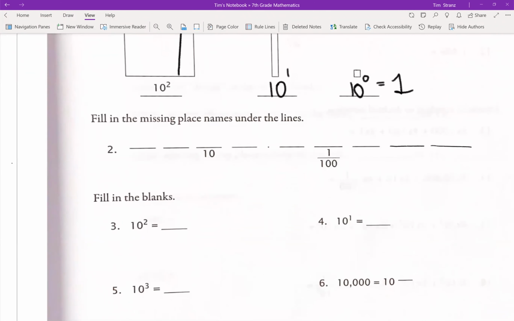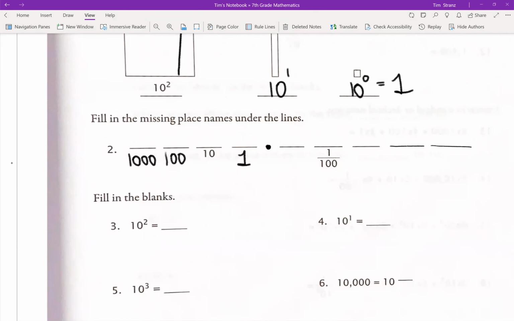All right, next group, fill in the missing place names under the lines. We can see that there is a tiny little decimal right here. I'm going to make it a little bit bigger. Okay, so let's start to the left of the decimal. The first spot is going to be the ones place. Okay, then they filled in the tens place for us. After that, we're going to have the hundreds place. And after that, we're going to have the thousands place.